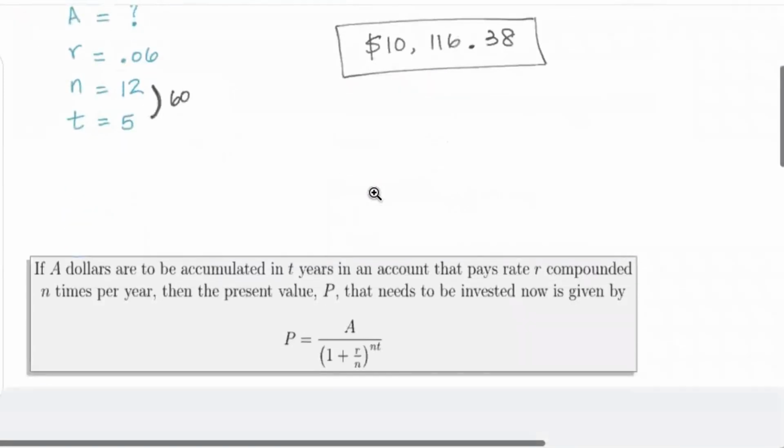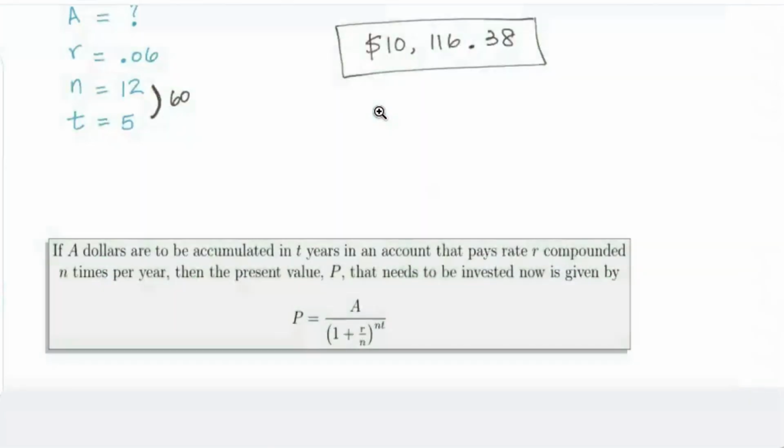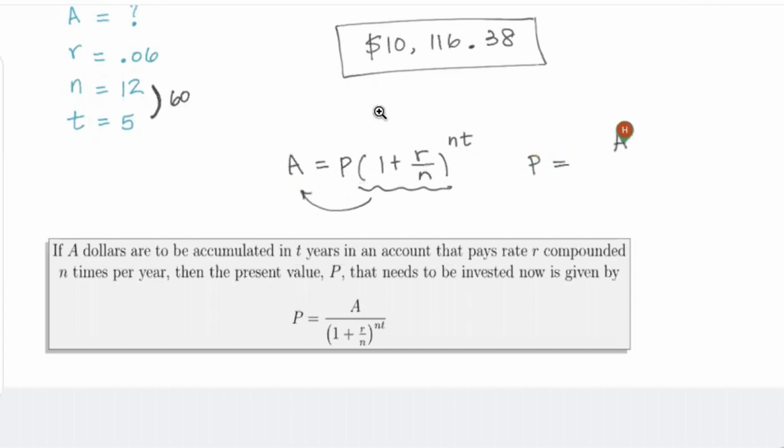All right, now if we want to find the present value, we know A equals P times (1 plus R over N) to the power NT. I want to divide both sides by that, which means P equals A over (1 plus R over N) to the power NT. So it's the same thing, I just rewrote it into a different form. Here is one formula, here's another formula.